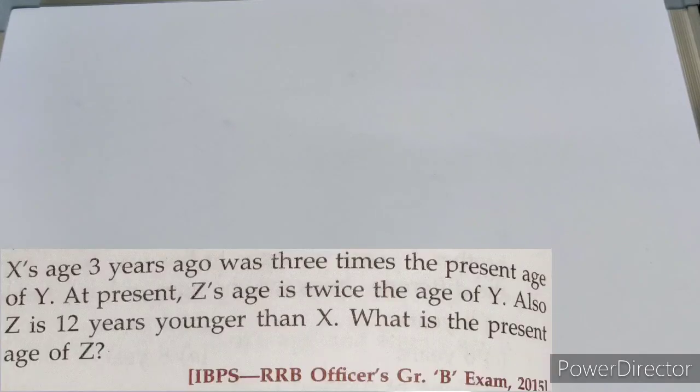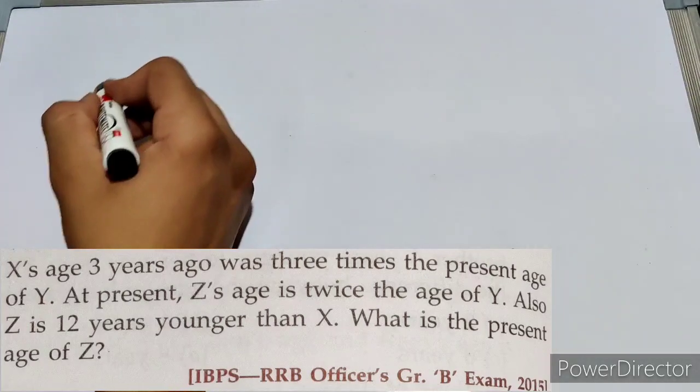So now moving on to the next question. This question goes like, x's age 3 years ago was 3 times the present age of y. At present z's age is twice the age of y. Also z is 12 years younger than x. What is the present age of z? It is also a simple equation based question, so we have to write the equations clearly first.